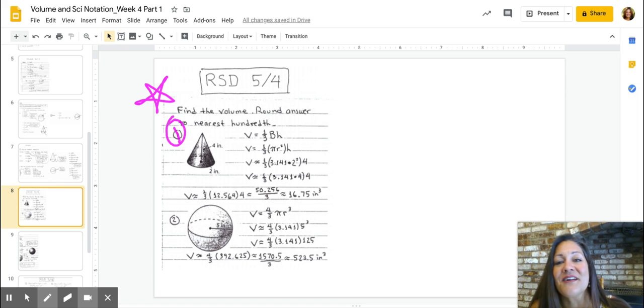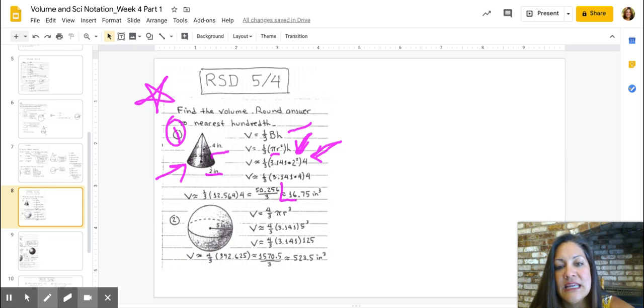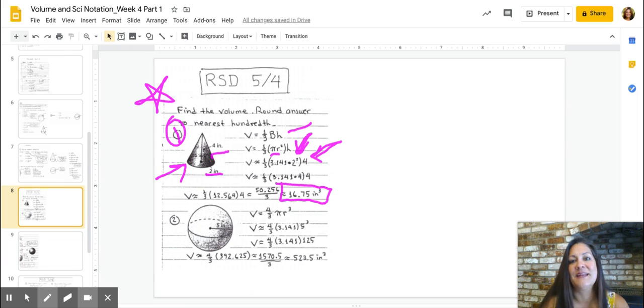All right, for our cone, here is our formula. Volume equals 1/3 base times height. Of course, our base is a circle, so it's going to be 1/3 pi r squared times height. Our radius is 2, and our height is 4, and so they get plugged in here and here. Solve that out, and it comes out to be 16.75 inches cubed. So don't forget your label. That cubed lets us know that it's volume. It's the amount of space that fits within the object inside.